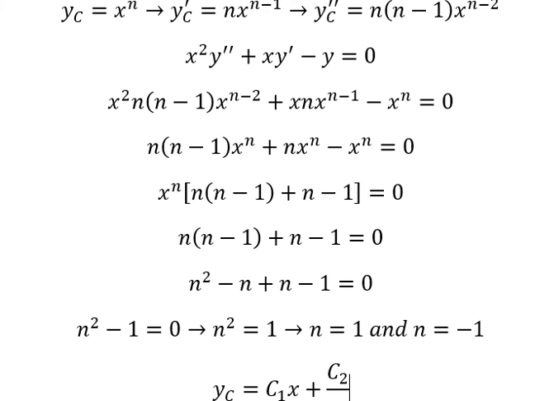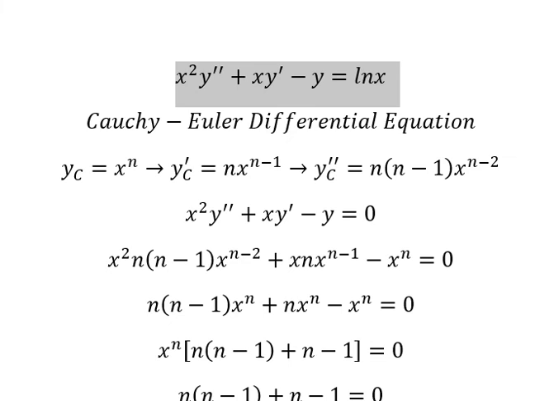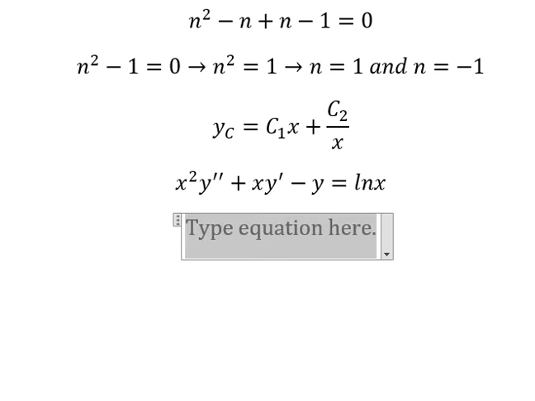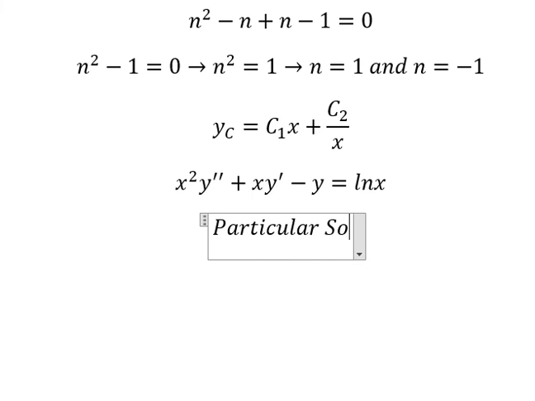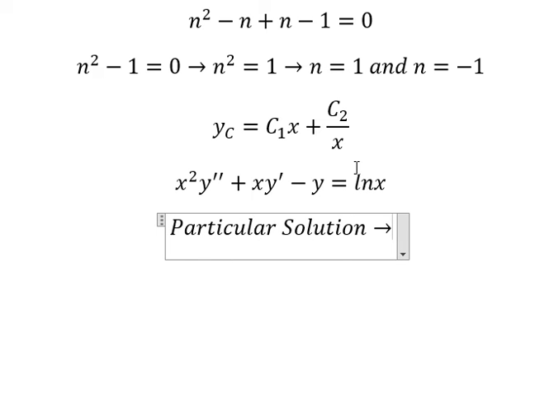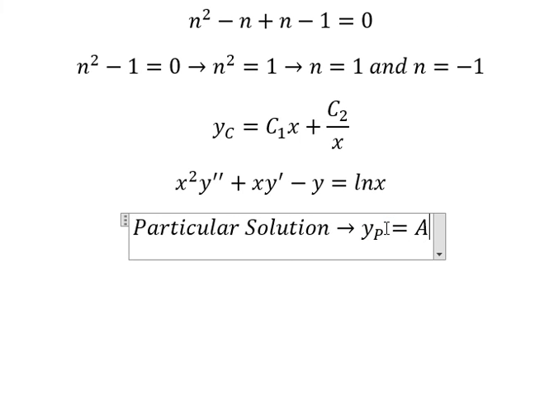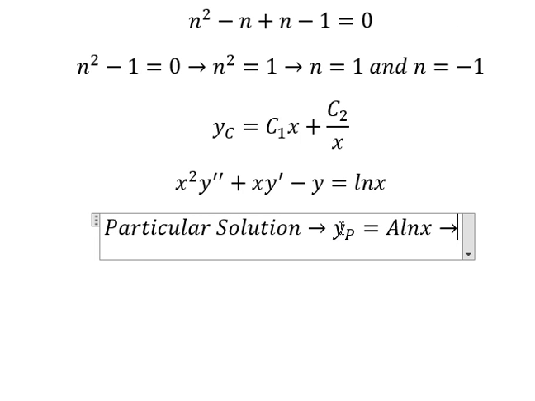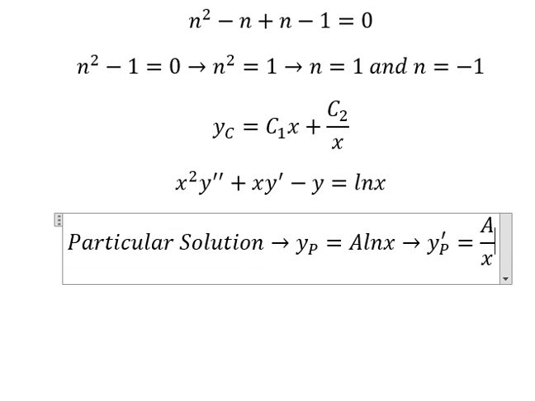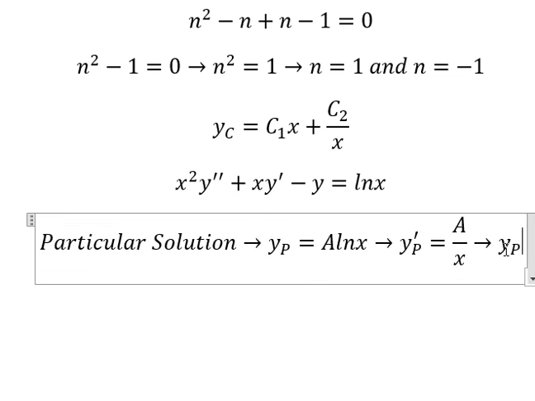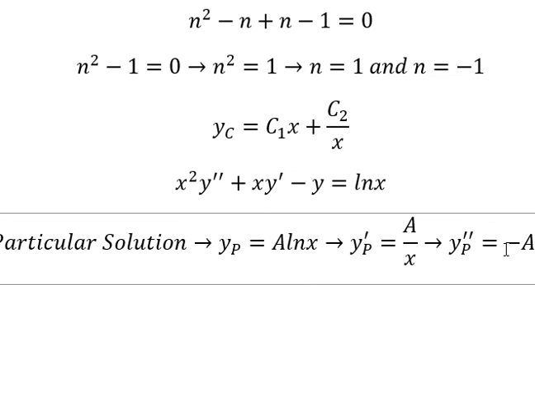Now let's go to the particular solution in here. So we see that we have ln s. So we put y_p equals A ln s. Now if we do the first derivative of this one, we have A over s. If we do the second derivative of this one, we have negative A over s squared.